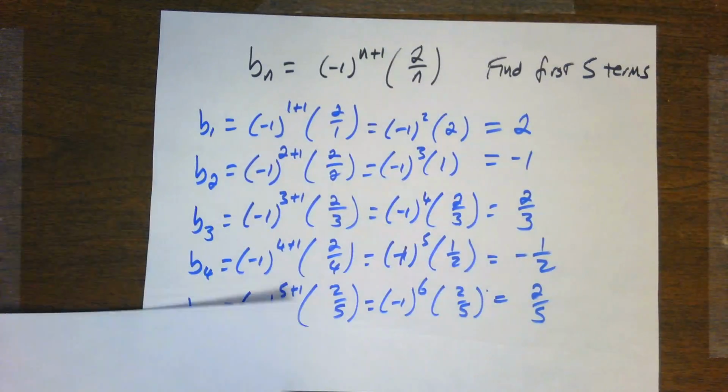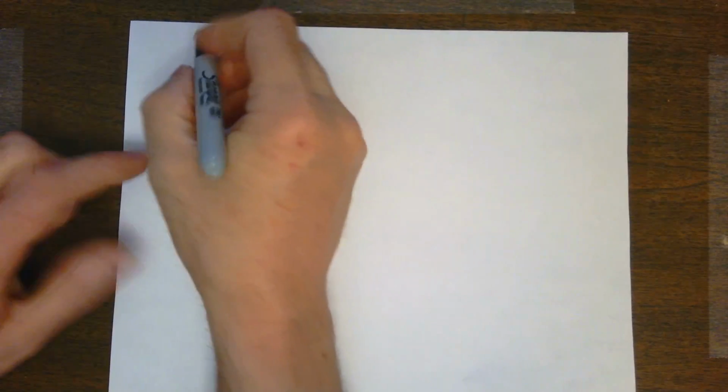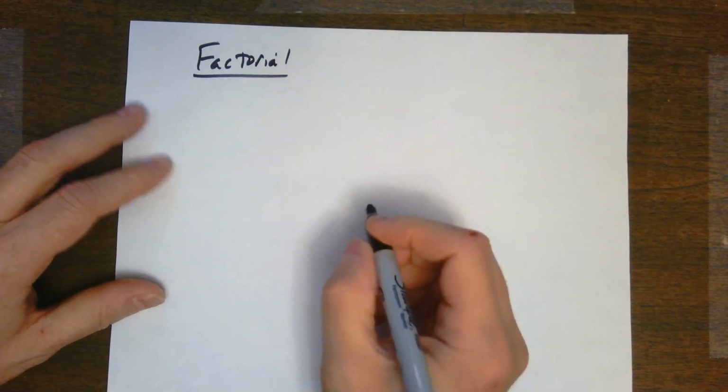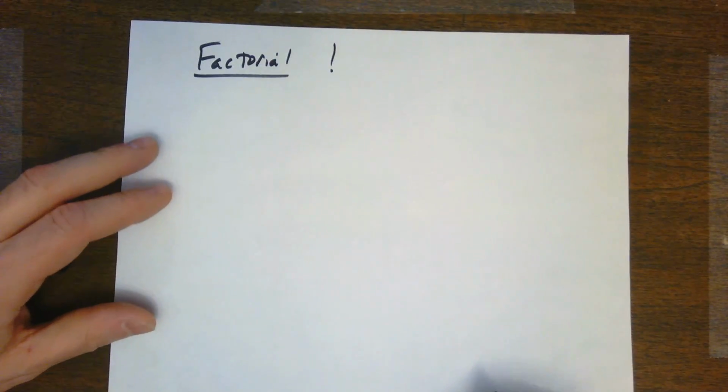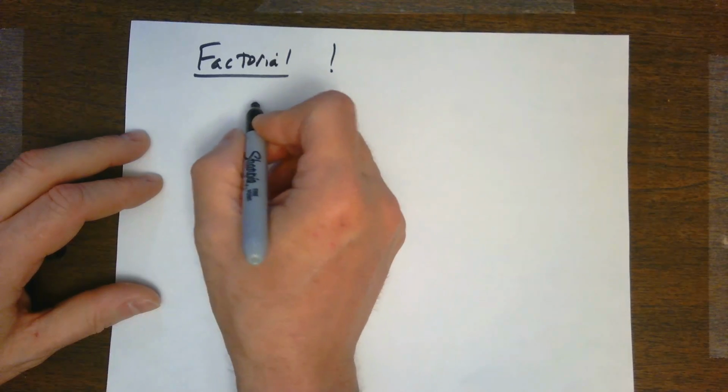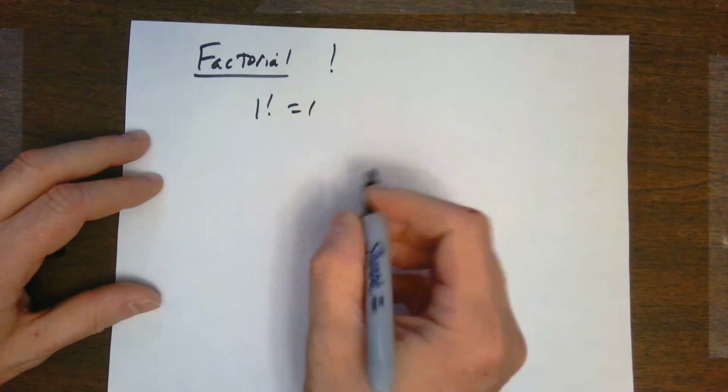All right, before we move on, I want to look at a new symbol. This is a new symbol we're going to be using. It's called the factorial symbol. I'm looking for a black pen. There we go. Factorials. The factorial symbol is an exclamation point. And we say factorial. 1 factorial is just 1.